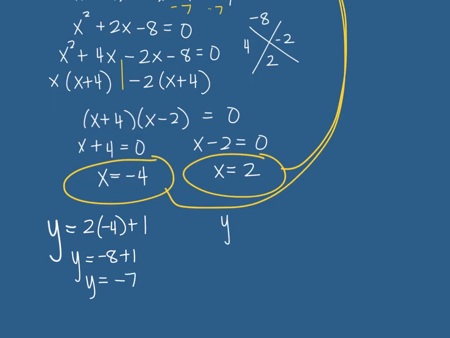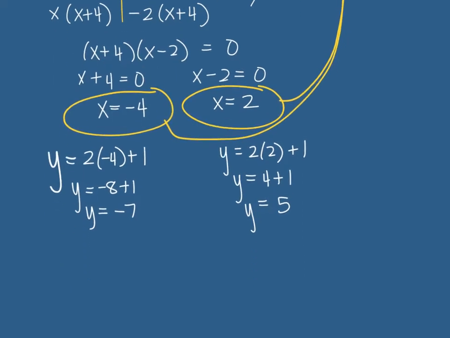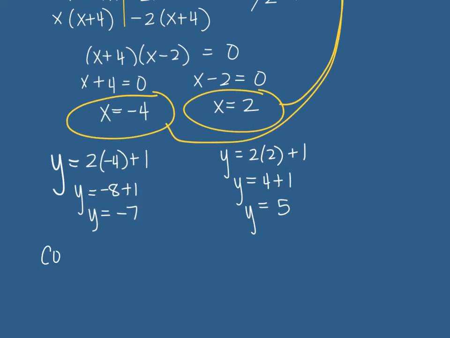For the other x value, when I isolated it, it was 2x plus 1, so that's 2 times 2 plus 1, or 4 plus 1, or 5. So I end up with what's called pairs. We have answer pairs or coordinate pairs.